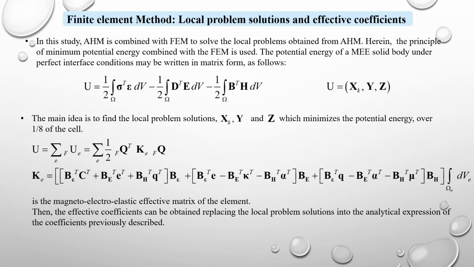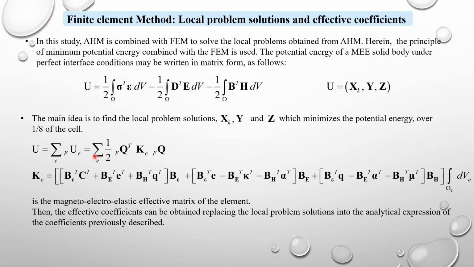The semi-analytical approach here developed is a combination between asymptotic homogenization method and finite element method. That is, the local problem is solved by finite element method via the principle of minimum potential energy. The potential energy for a magnetoelectroelastic solid under perfect contact condition is written in a matrix form as follows. Here, the main idea is to find the local problem solution X, Y, and Z, which minimize the potential energy over 1/8 of the cell, 1/4 of the cell cross-section. This reduction simplifies the numerical computation.